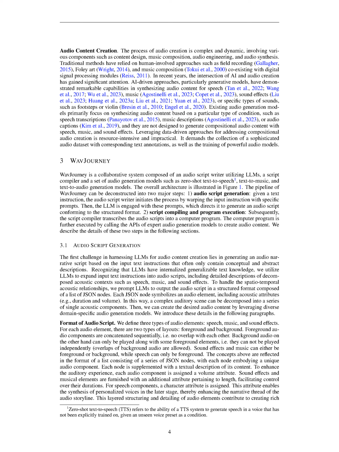We've defined 3 types of audio elements: speech, music, and sound effects. Each audio element can be either in the foreground or the background. Foreground audio components are played one after the other with no overlap, while background audio can only be played alongside some foreground elements. Sound effects and music can be either foreground or background, but speech can only be foreground.